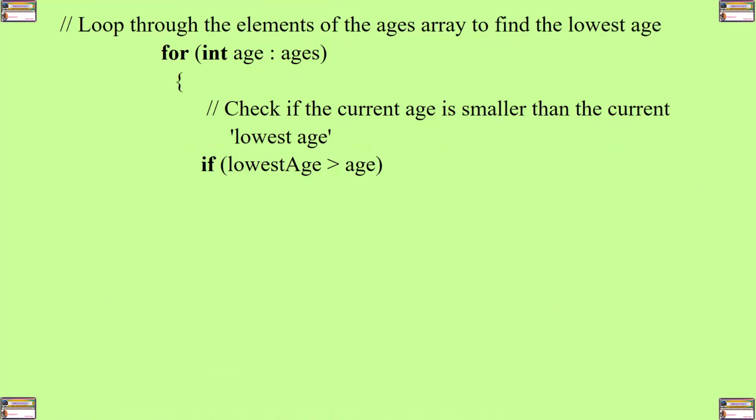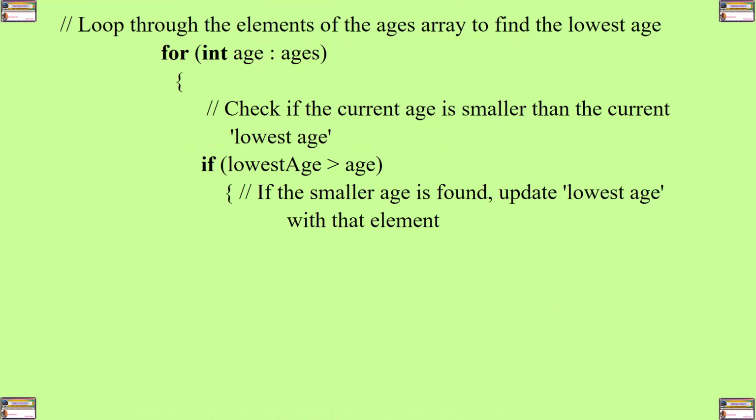This statement simply means that if the value that has been assigned in the variable called lowest age is greater than the current value of age, then a smaller age is found, so update the lowest age with that element. That's what this statement will do. Pick the current value of age and assign it as the lowest age.